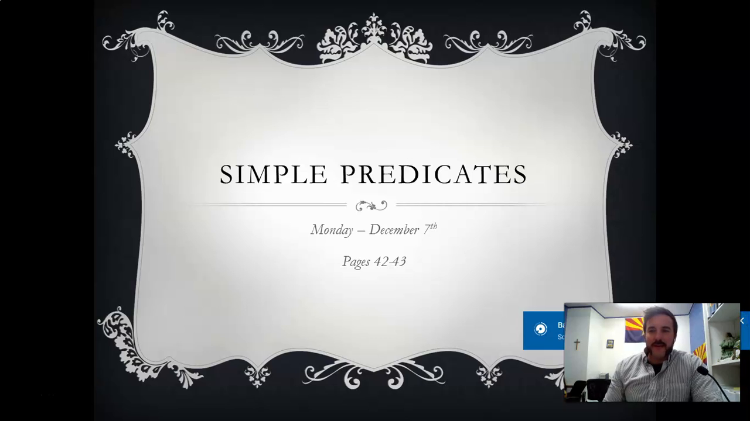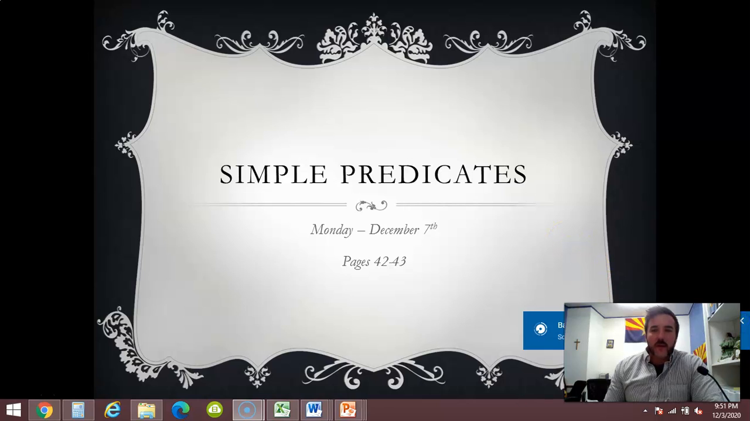Good morning, guys. Dealing with something we're familiar with from Friday, the simple predicates. So pages 42, 43, something we were introduced to Friday. We're going to master it today. The assignment's not going to be quite as easy because you're not going to have the whole predicate underlined. However, you go through the same steps you always do.